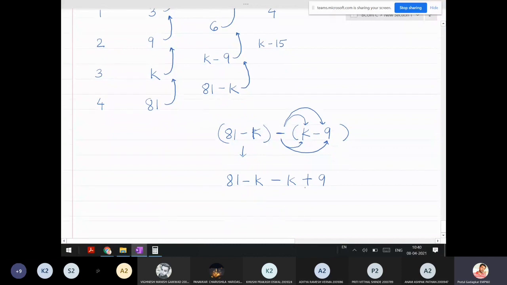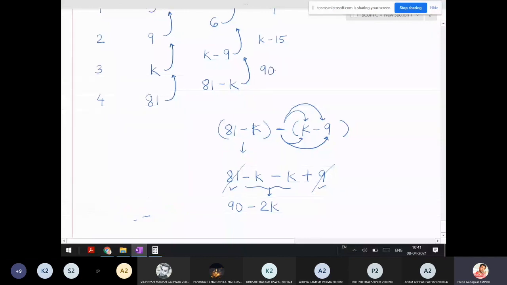Okay, now how will I simplify this? You can add 81 and 9. What is 81 plus 9? It is 90, right? So the work of these two is over. What is minus k minus k? Minus how many times k are you getting? 2 times. So minus 2k. If it is minus k minus k minus k, it becomes minus 3k and so on. So the subtraction of these two is 90 minus 2k.